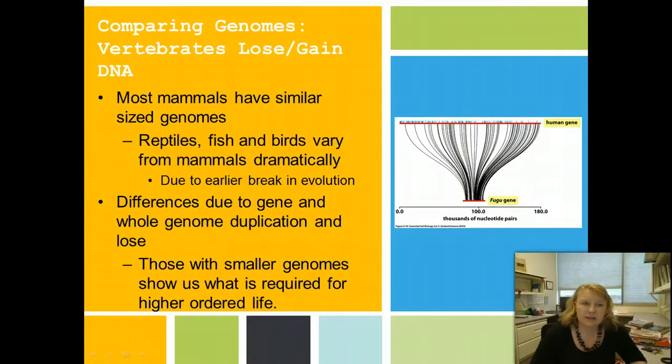And so if you look at this, most of our mammals have similar sized genomes, and reptiles and fish and birds, obviously, as we know, split earlier in evolution. And so that's why the genome size varies so differently. Now, one interesting thing is the puffer fish, which has 1/10 the size of our genome, and it contains almost no introns. But the introns it does contain are almost identical to ours. So it's just incredible that their genome is so small, but it matches ours so closely.